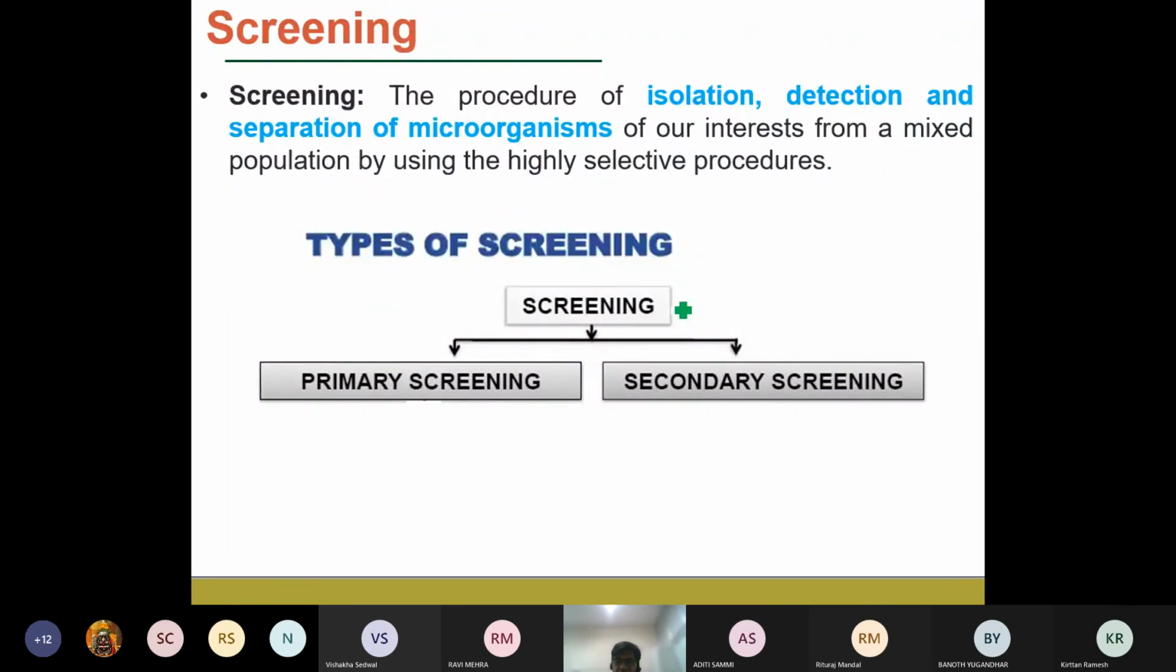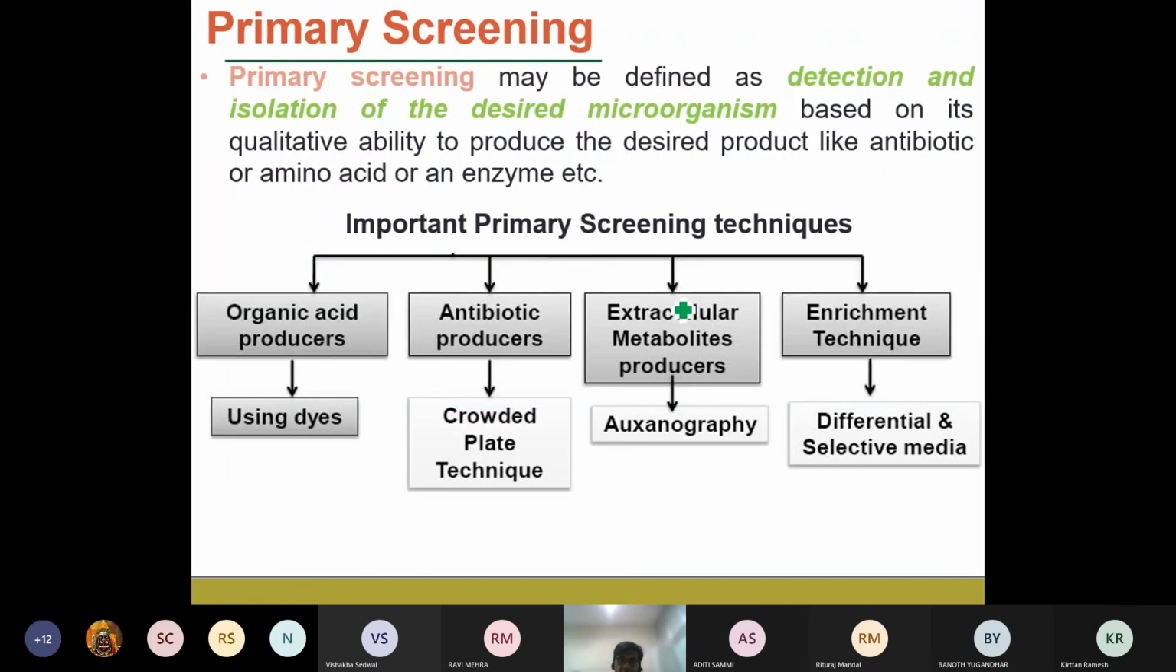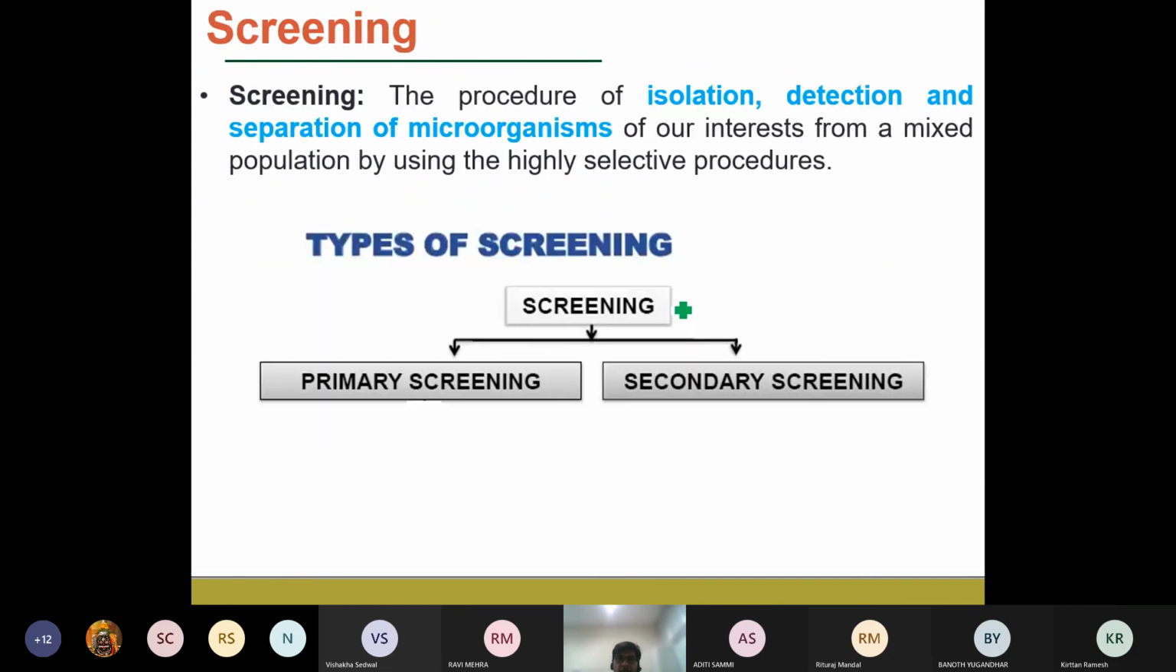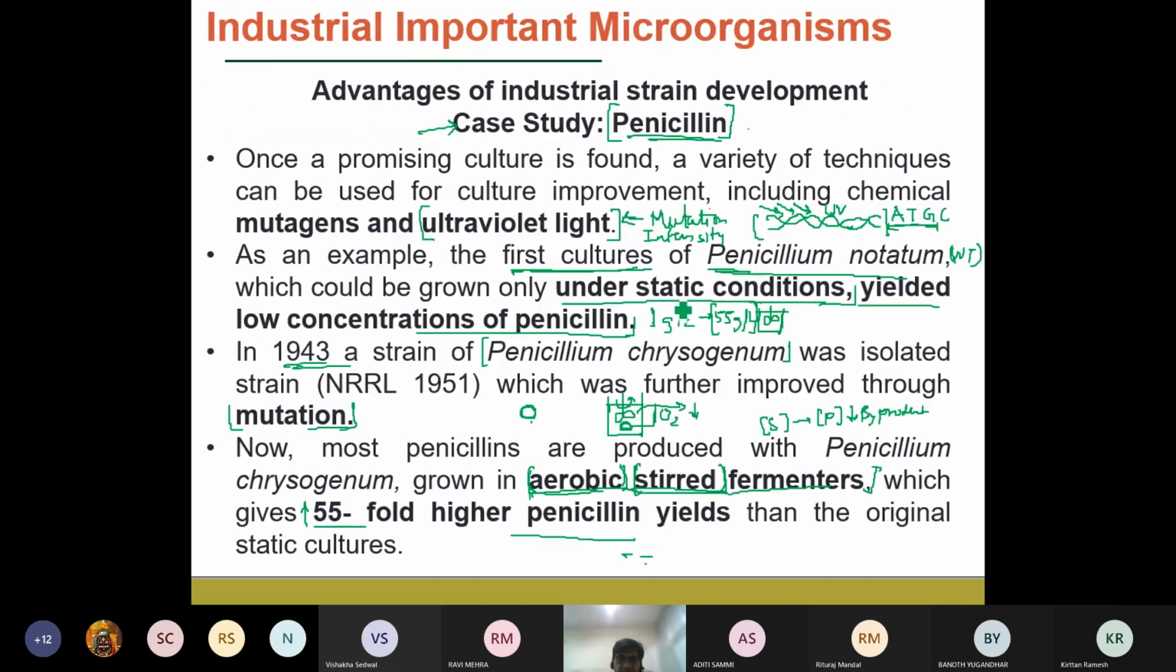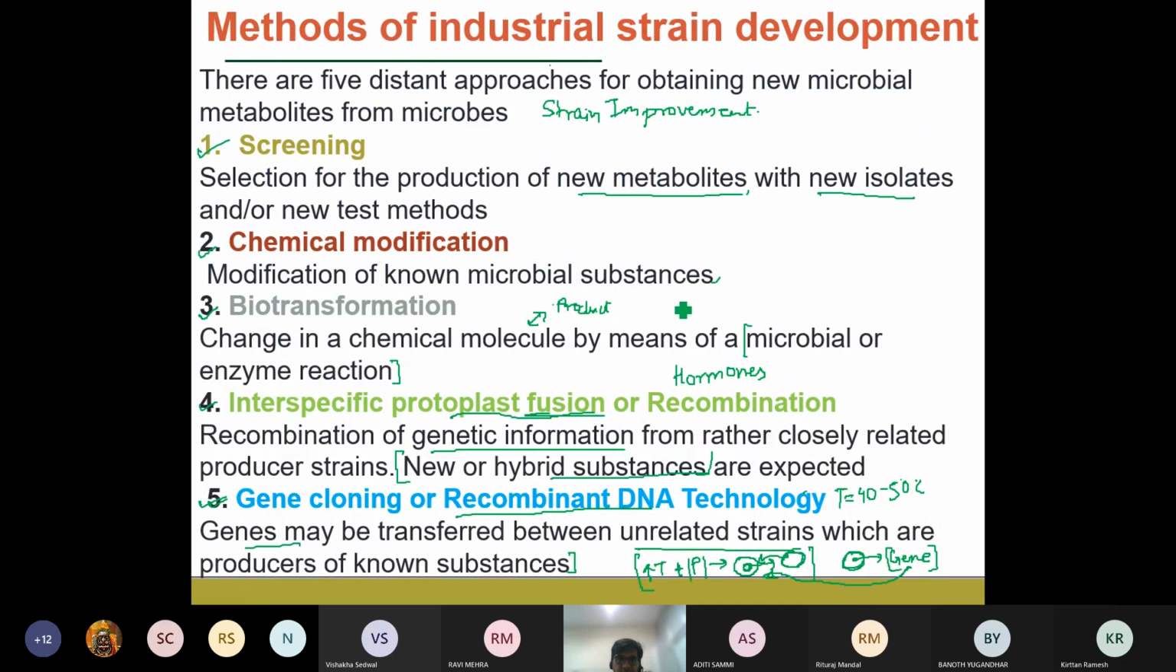Then let us now look into what the different techniques of screening of the microorganisms are. There are different processes out there. So does anyone have any doubts or questions until now?